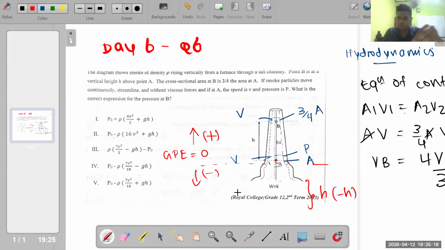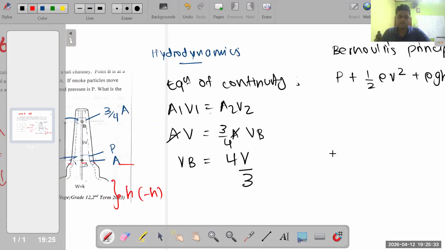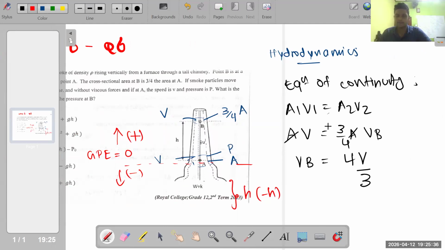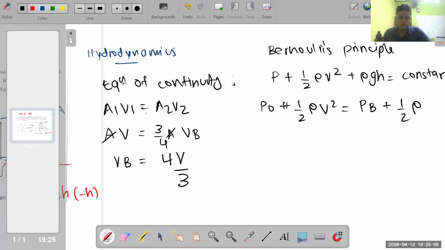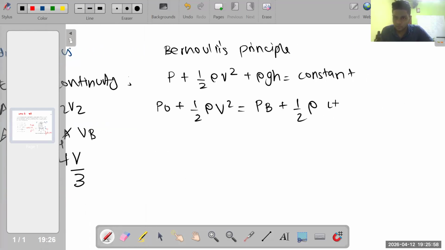But after the calculation, trust me, the values will cancel off and it will become positive, if we take it as negative, below the GPE line. Okay, so we have taken this point and we apply Bernoulli's principle for A. Pressure at A is P naught plus half rho v square, and there is no gh, equals P at B plus half rho, velocity at B is 4v over 3, the complete thing squared, plus rho gh.